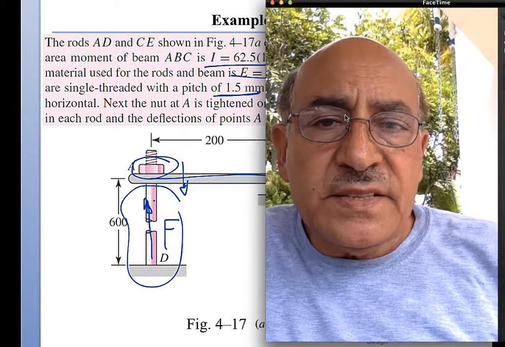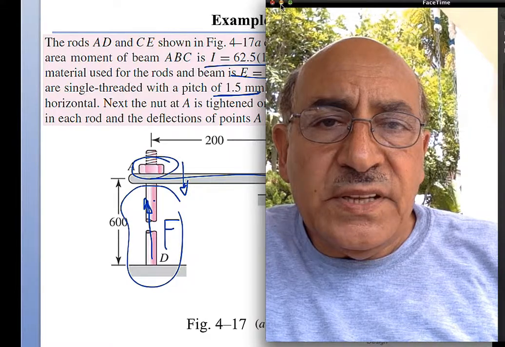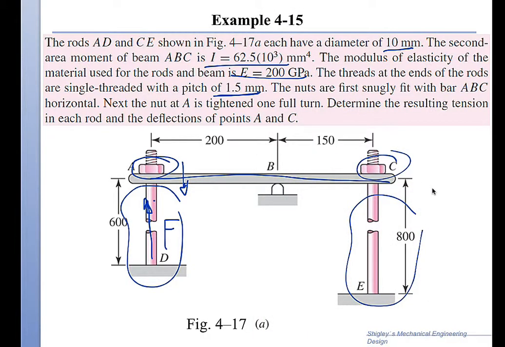So in this system, we need to figure out what are the reactions at B and C and A. So this is kind of the whole idea. What are the reactions, and what is the tension? Tension means the reactions because you have tension inside. And what are the deflections at A and C?